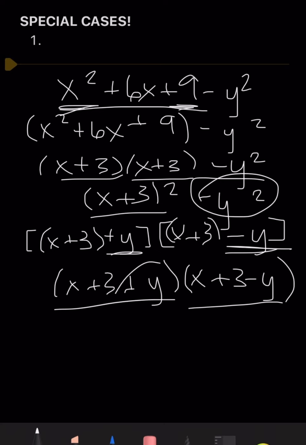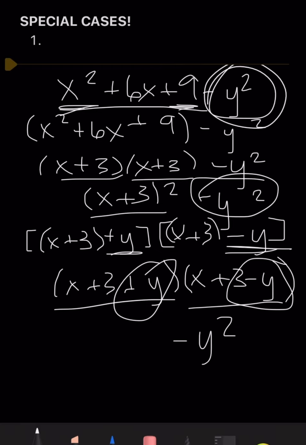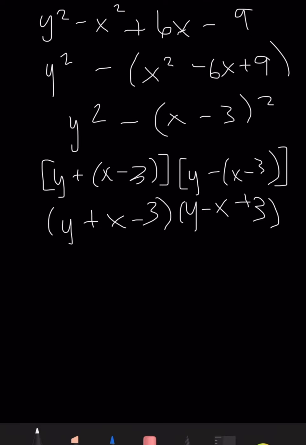Remember, when you multiply a positive y and a negative y, you get negative y squared, which matches our original expression. Finally, we have our last expression. So you can see instead of the square of a binomial being at the front, it's at the back, and the y squared is in the front. Now, because there's a negative here, you have to change all of the signs when you put it into the parentheses. So that's what we did.